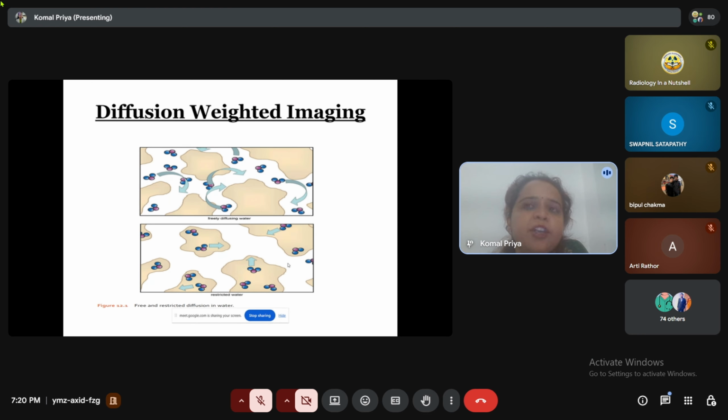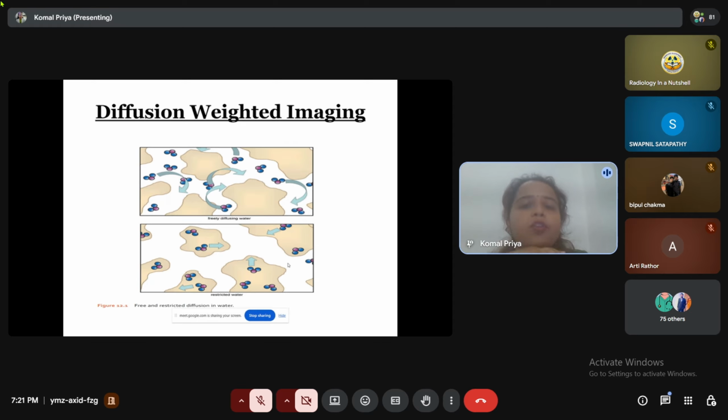Whatever movement you have in the extracellular space due to random thermal motion is known as your diffusion. You can see in this picture, there are two images. In the first image you can see that molecules are freely diffusing. In the next image, at the bottom, you can see that the molecules are restricted. Why is it restricted? That may be because of some ligaments, some macromolecules, or some membranes.